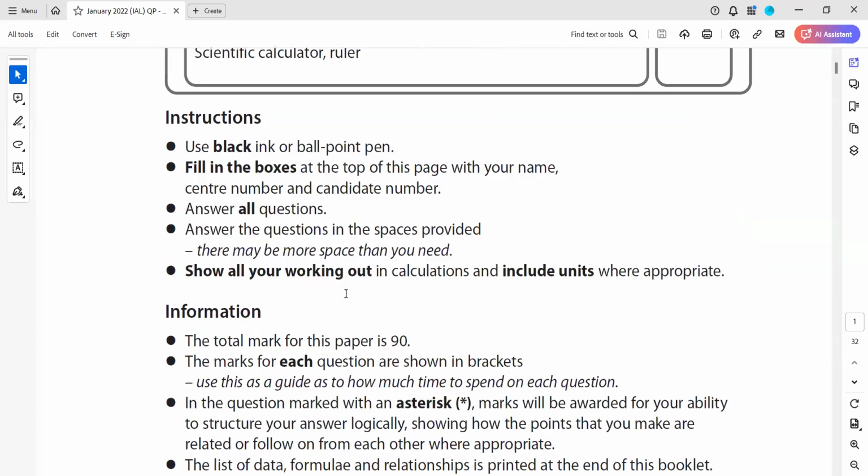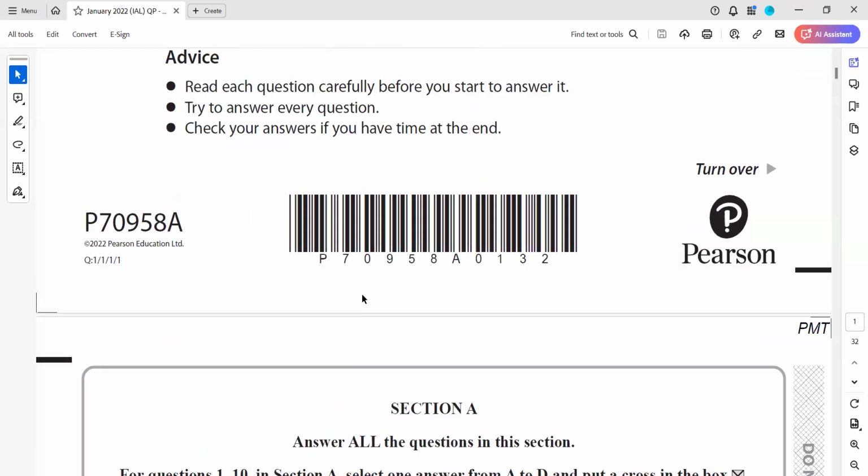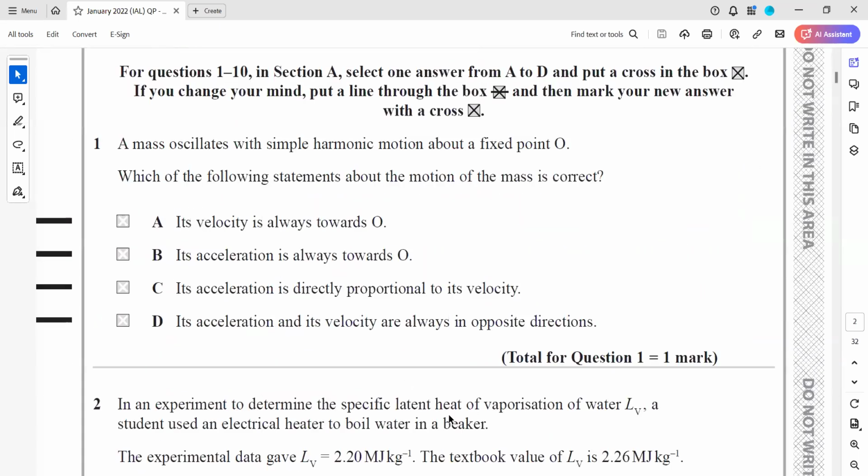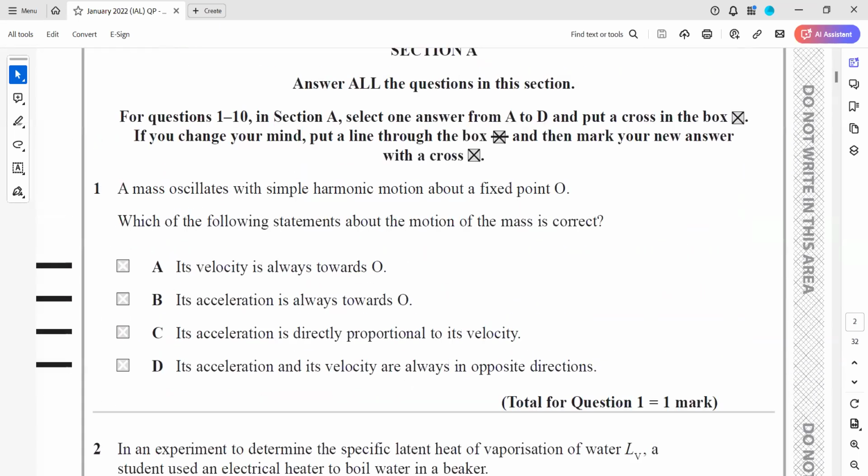So Unit 5, that is from January 2022. Questions and MCQs. The first one: a mass oscillating with simple harmonic motion about a fixed point O. Which of the following statements about the motion of the mass is correct? Its velocity is always towards O.